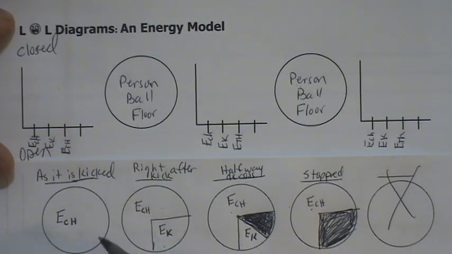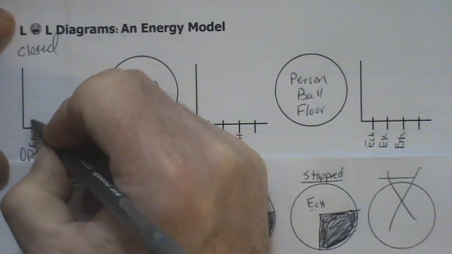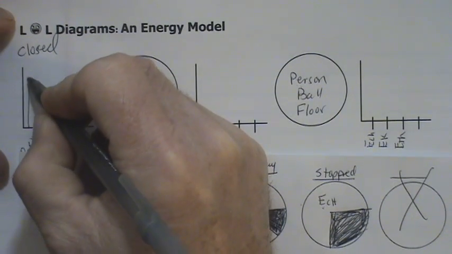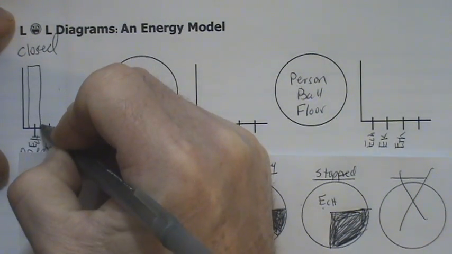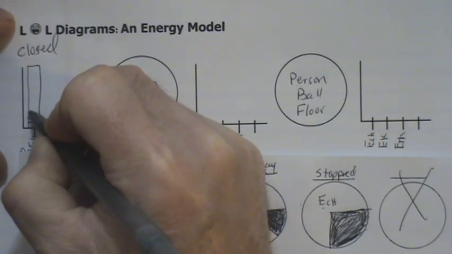So just start maybe with 8 of chemical energy. And what we're going to do is draw a big bar, and it's going to have 8 subsections in it.